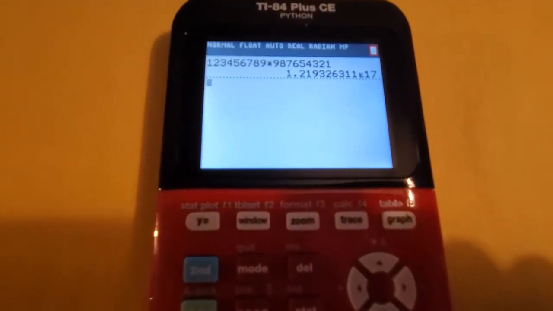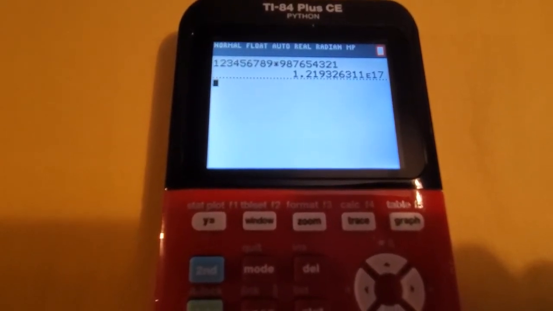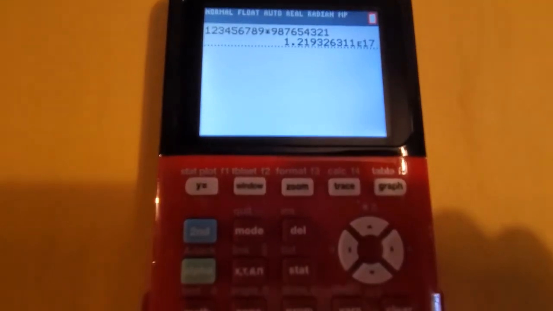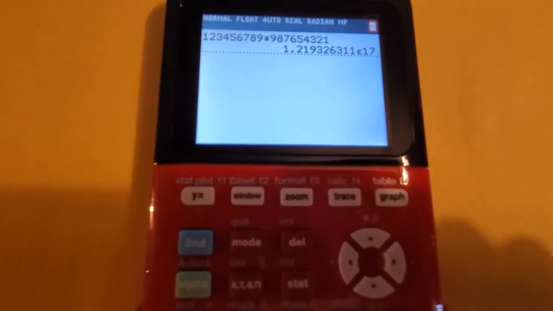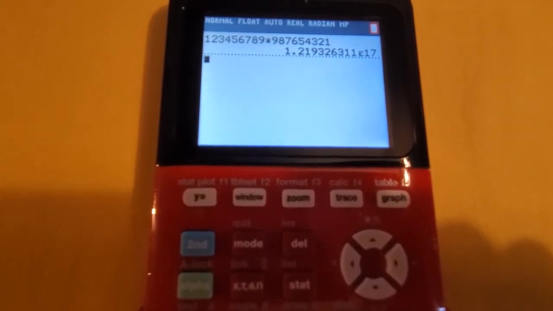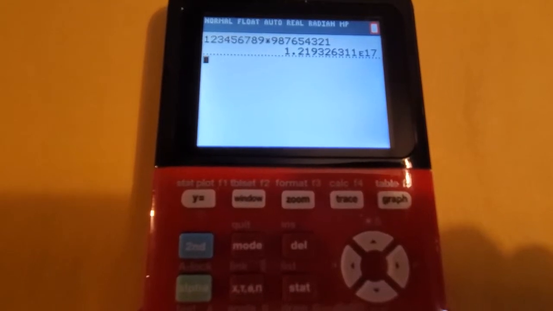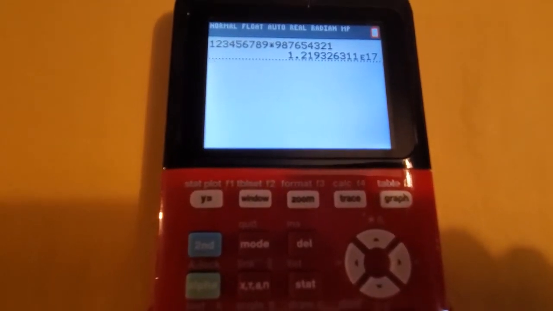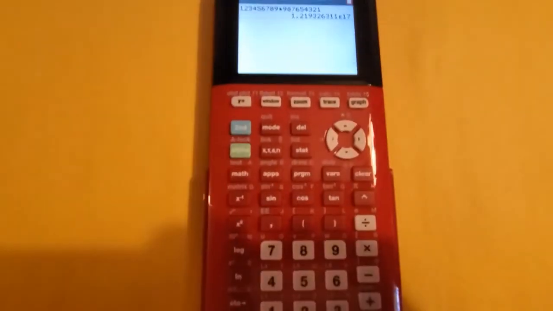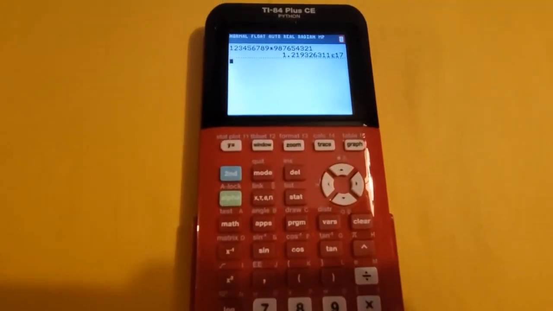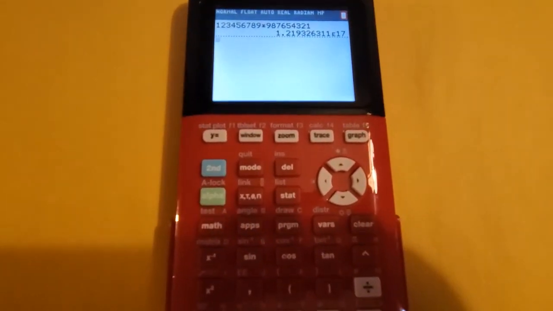So when it tells me an answer like 1.219326311E17, I need to know that that E is not what I write down on the paper. I need to know that I would write out 1.219326311 times 10 to the power of 17. Or I would move the decimal point 17 places to the right, depending on if my answer should be in standard or scientific notation. So yeah, that's how this graphing calculator, and most graphing calculators, I bet, will display an answer like that.